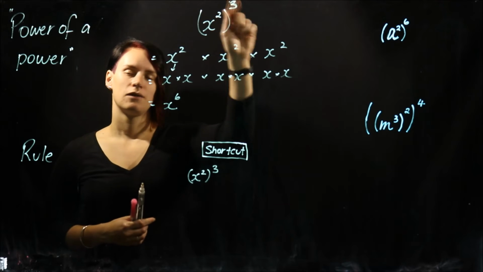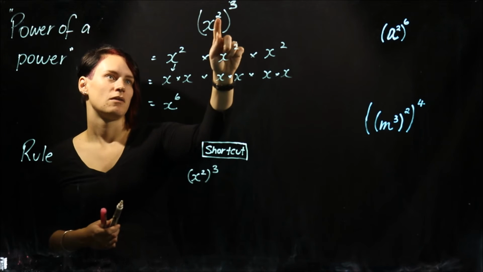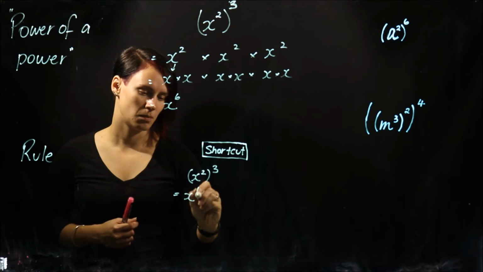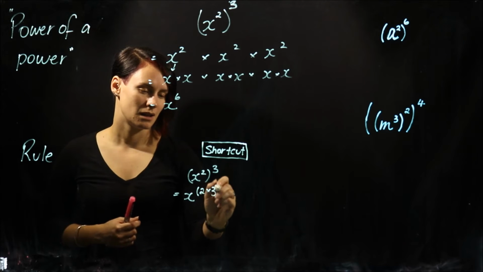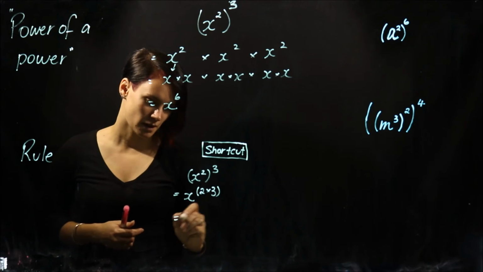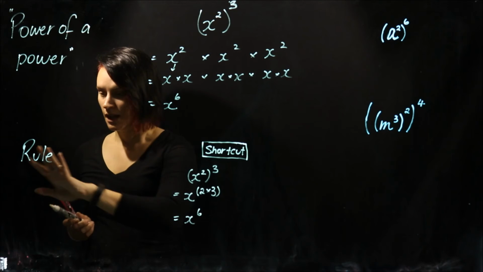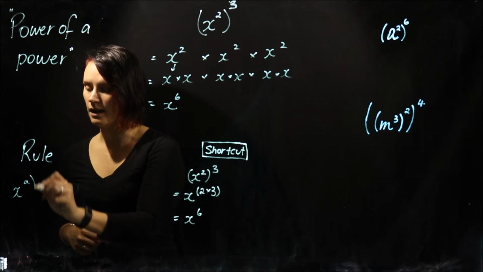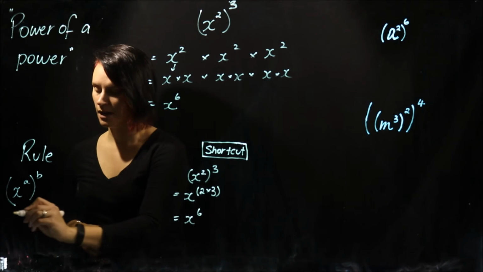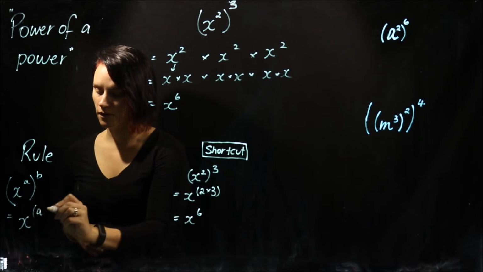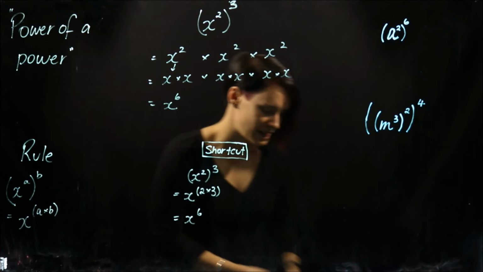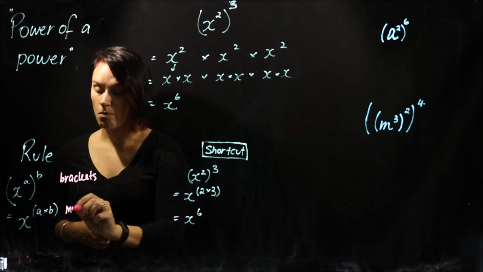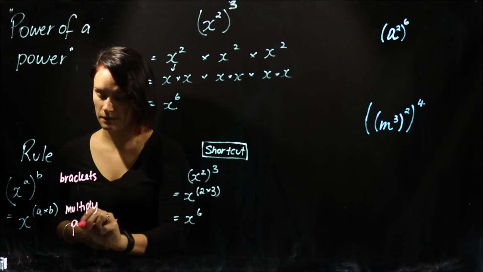So we have to start looking for a pattern there between the indices, so we can see what we've actually done there is multiplied the powers together. So our shortcut method is saying x to the power of 2 times the power outside the bracket, which is 3. So we are still left with x to the power of 6, which means our rule here is going to be x to the power of a, with the brackets around the outside, to the power of b, is equal to x to the power of a times b. Which means that if we have brackets here, then we multiply the powers together.